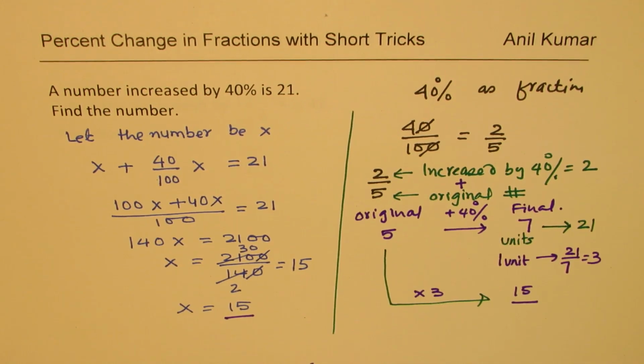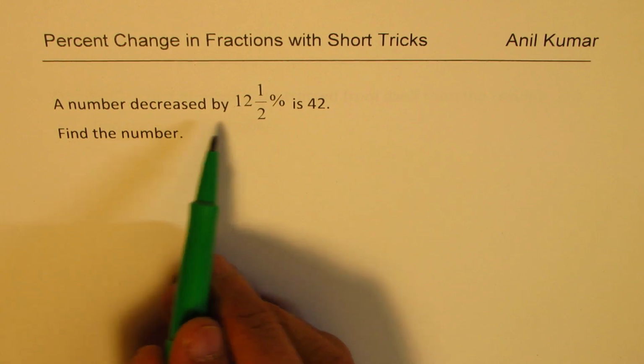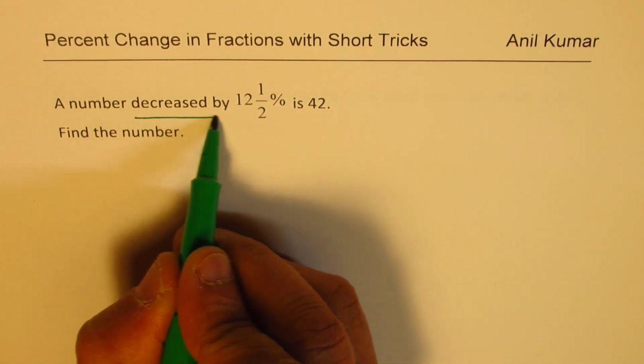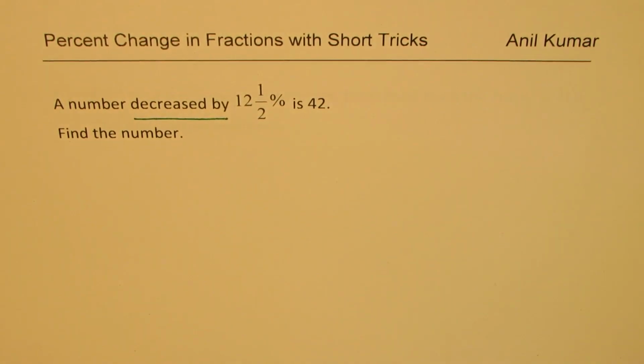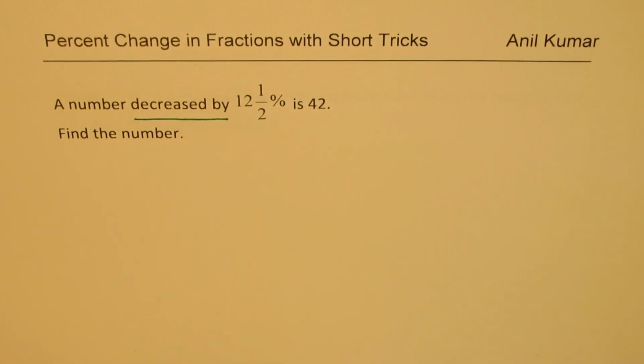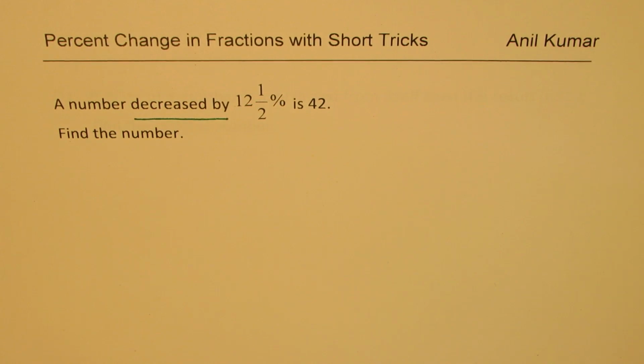Let me take another example, and then I think it will be absolutely clear. This time we have taken one with decrease. A number decreased by 12.5% is 42. A number decreased, right? So we are looking for a bigger number as the answer. So our answer has to be greater than 42. So let's do it with our fraction conversion.